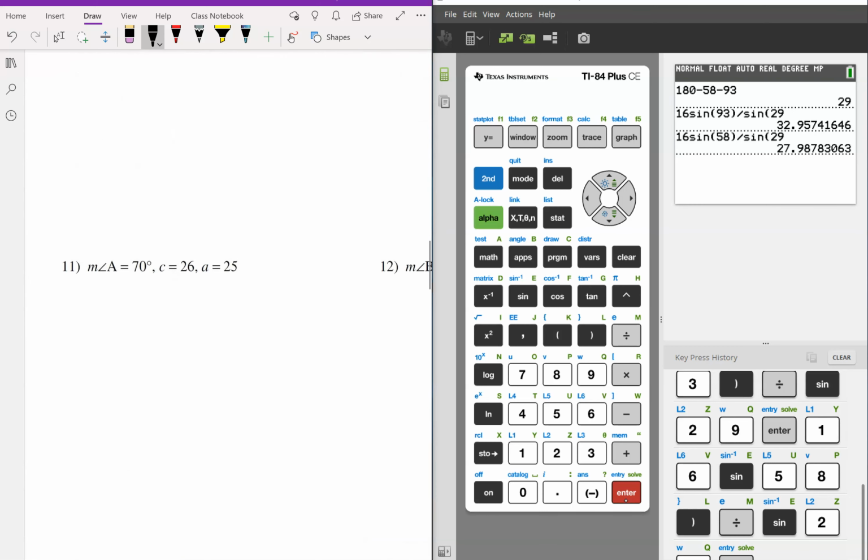And that was what we saw today in number 11. And again, I'll post solutions, so I don't want to redo number 11 again. But let's look at number 12 here. This is another one where we're going to have to solve for an angle first.